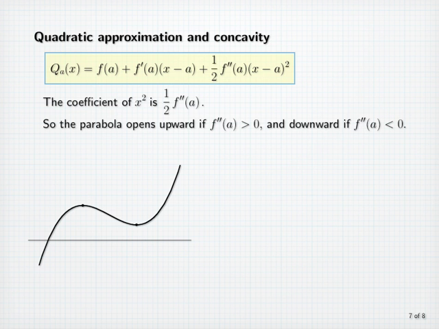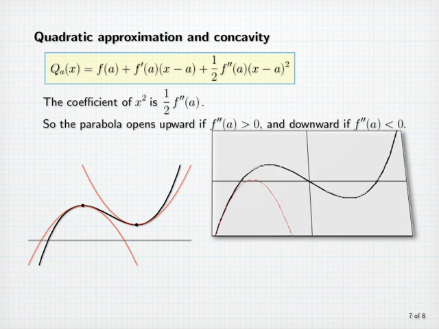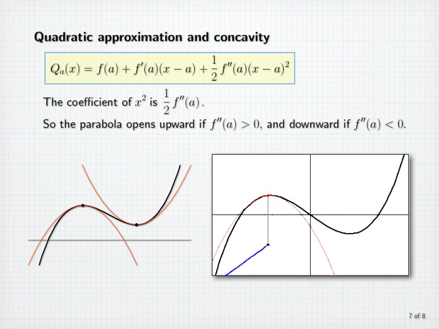For example, consider this graph. Here we see the quadratic approximation at a point where the graph is concave down. And here we see the quadratic approximation at a point where the graph is concave up. Next, let's look at an animation that shows the quadratic approximations moving along that same curve from left to right. The blue line here is the graph of the second derivative.